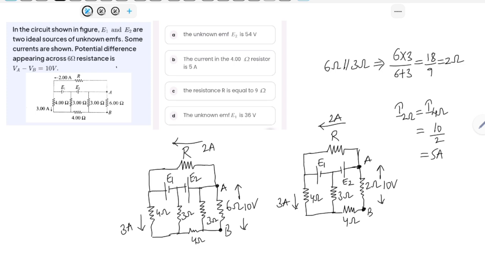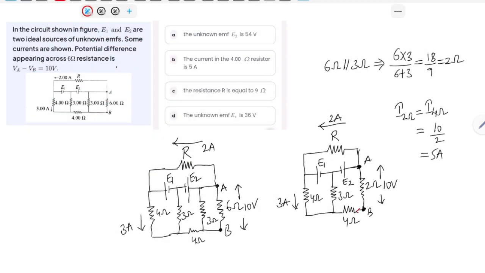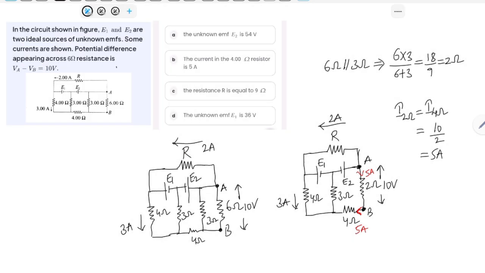Let me change the color for currents. So this is the current. Through the 4 ohm, the current flowing is 5 amperes, and through 2 ohms also the current flowing is 5 amperes. Now, the second option is correct according to the given options. The second option, the current in the 4 ohm resistor is 5 amperes, so this is correct. Now we need to check the remaining three options.